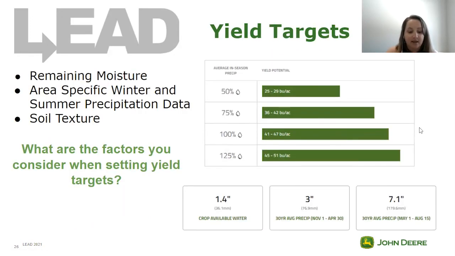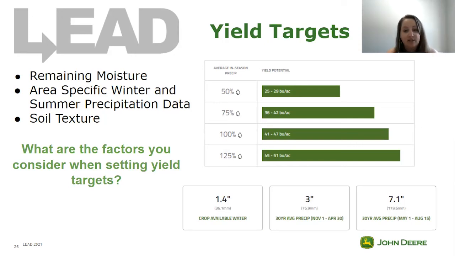Okay, yield targets. This comes into our crop planning portion that I was talking about earlier. When you're planning for your next season, you have the opportunity to plug in what your crop is going to be. Say for 2021, what's your crop going to be? You can pick your level of productivity for the field, being low, medium, or high. And then what the site provides to you is the crop available water remaining at the time of extraction.